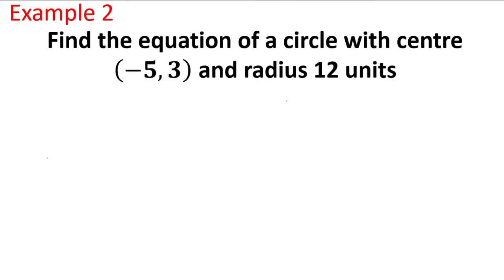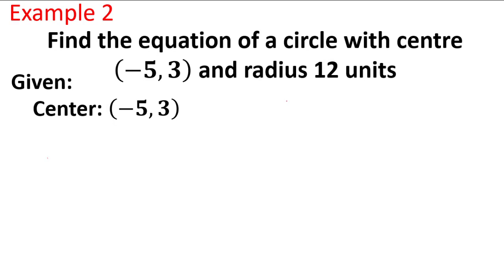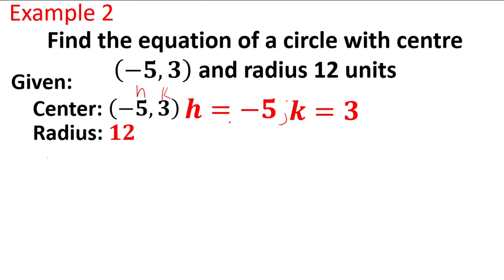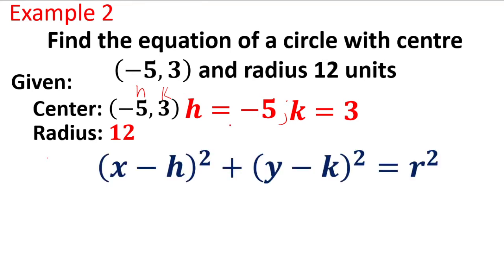Next, say, find the equation of a circle with center located at negative 5 and 3 and radius 12 units. So, ang center daw niya located sa negative 5 and 3. Ang h natin is negative 5. Ang k value naman natin ay positive 3. Okay? Ang radius naman natin ay 12. So, gamit yung ating standard form kapag ang center mo ay nasa h and k, papalitan mo yung h ng negative 5, tapos ang k ng positive 3.